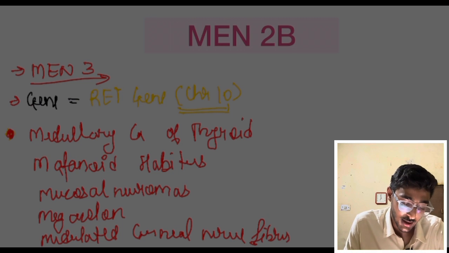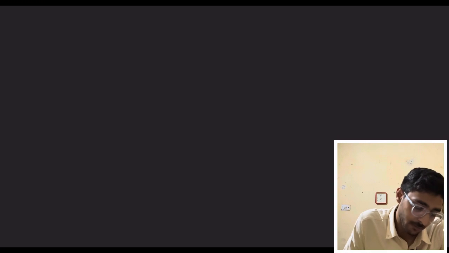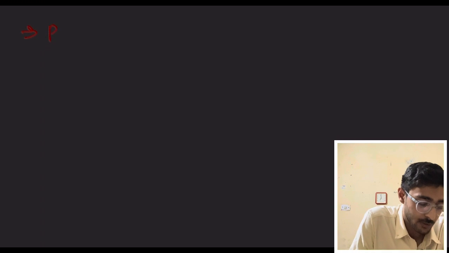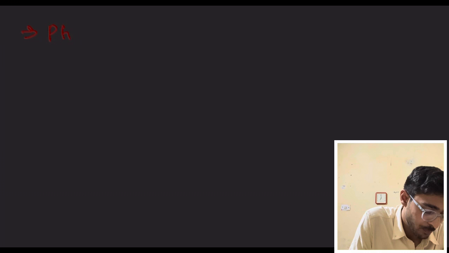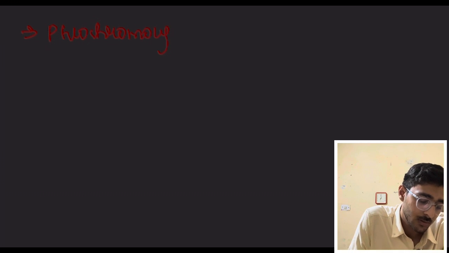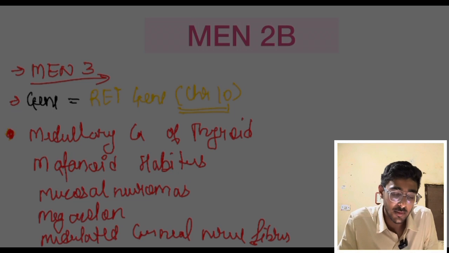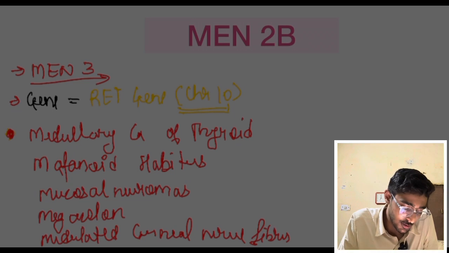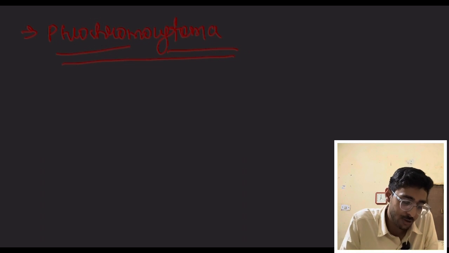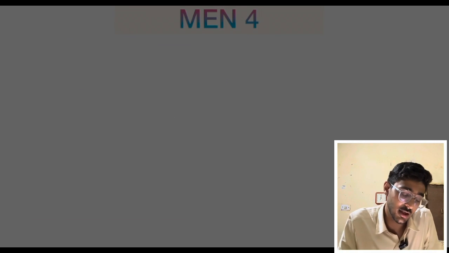And another important feature of MEN 2B, which was also seen in MEN 2A, will be pheochromocytoma. So now we have similarities between MEN 2A and 2B also, which were carcinoma of thyroid and pheochromocytoma. Okay, let's move toward the MEN 4 syndrome.